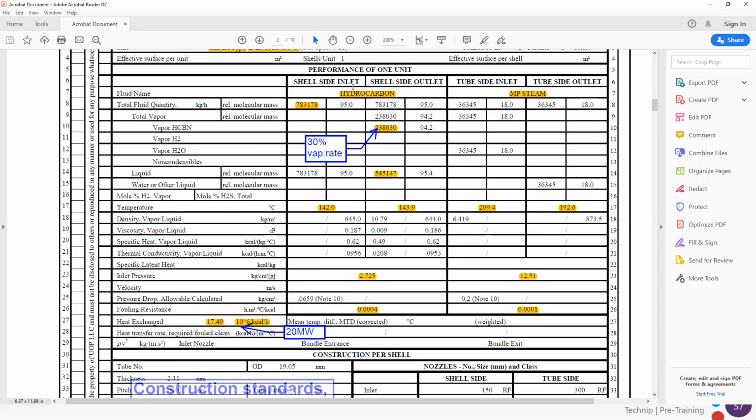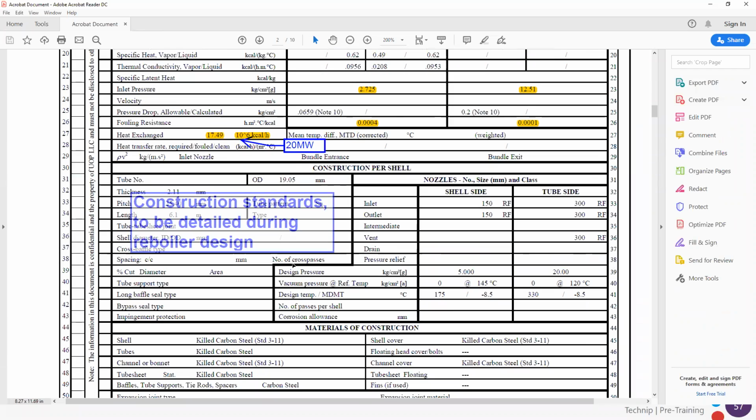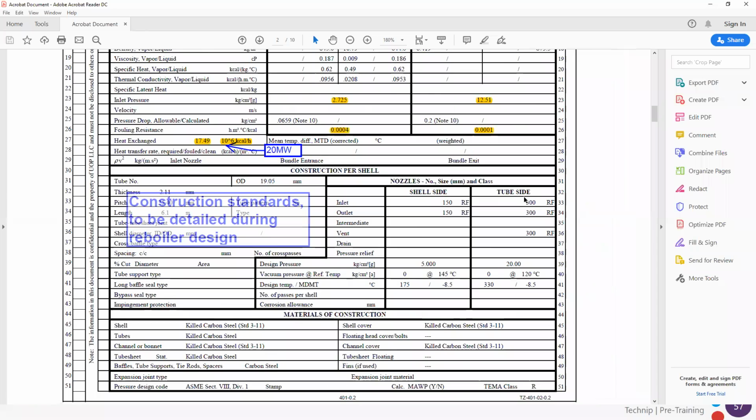We have the hydrocarbons placed on the shell side and the heating medium, the MP steam, on the tube side. We need to vaporize 30%. And then we have here construction per shell. These are engineering standards, but then these details will be specified during the reboiler design.